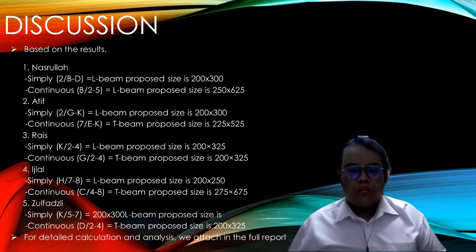Proposed size is 275 times 675 mm. And for Zulfazli, simply supported, he designed as L beam with size 200 times 300 mm. For continuous, he designed T beam, and proposed size is 200 times 322 mm. So, for detailed calculation and analysis, we attach it in the full report. Okay, that's all for me. Thank you.